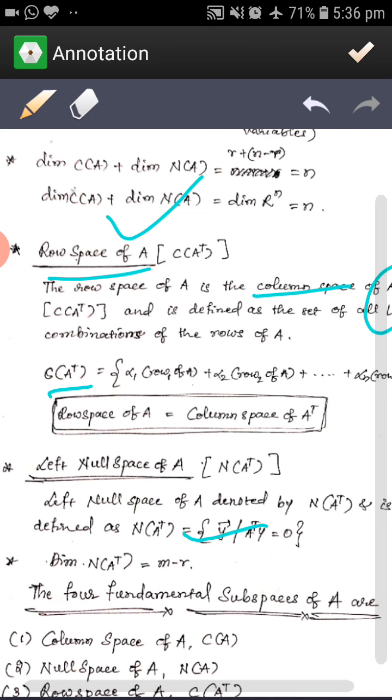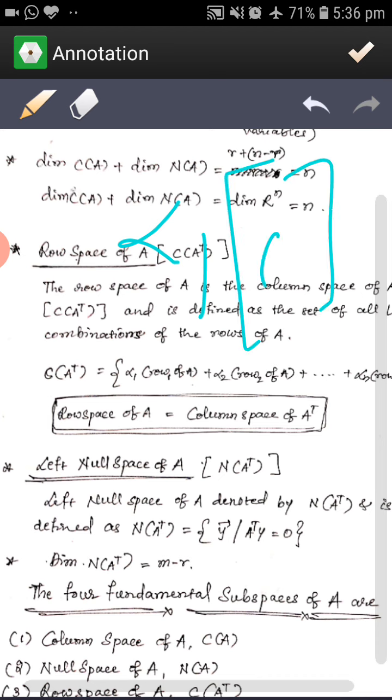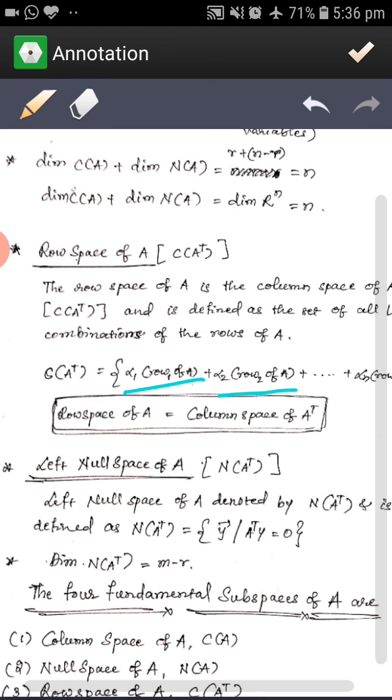Means, the column space how we had given: alpha 1 into column 1, alpha 2 into column 2. Similarly here alpha 1 row 1 of A, alpha 2 row 2 of A. So it is the transpose of that; the column will become a row. Because of that he has given that the row space of A is equal to the column space of A transpose. The last one, left null space of A.